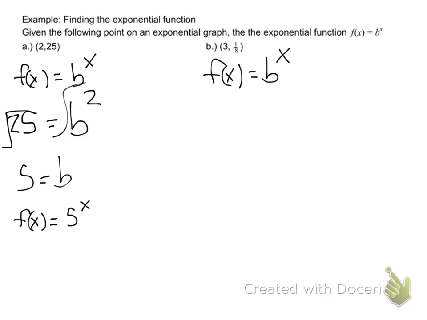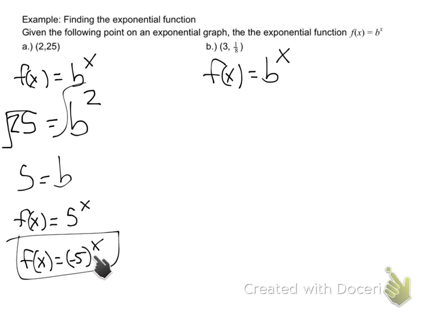Now, why is it 5 to the x and not negative 5 to the x? So don't write this one. Why is it not that? Because we get both of those answers when you took the square root. Here's the problem. We want to have an exponential function. Let's think a little bit about what happens when a negative number is brought to a power. If I square this, the number is what?